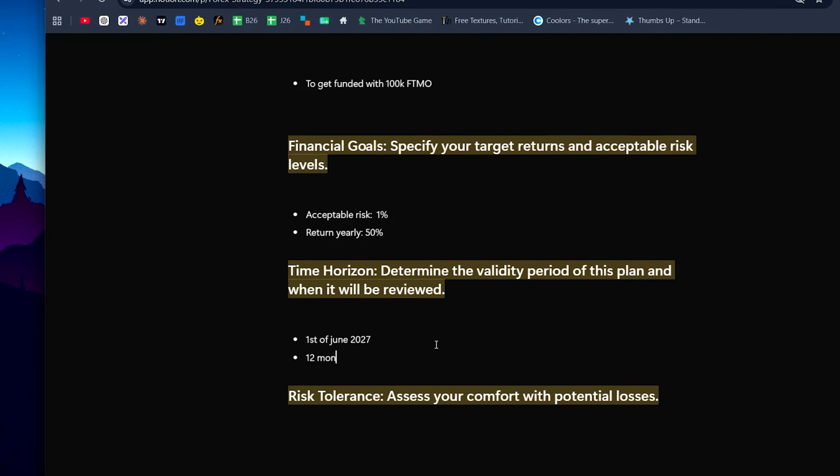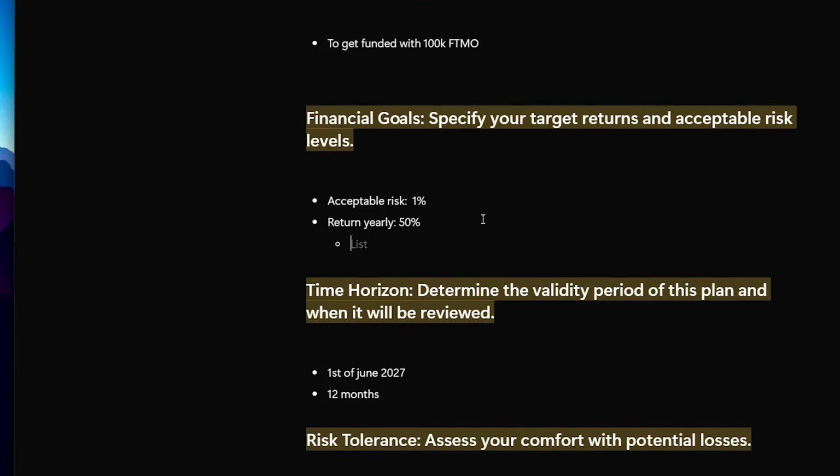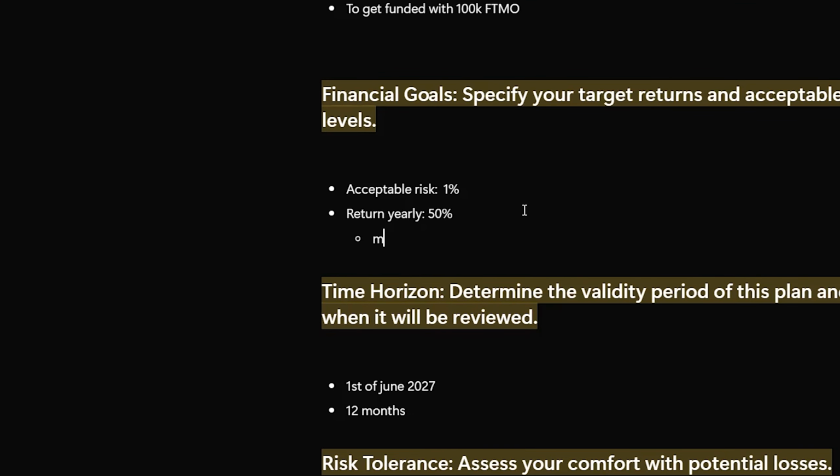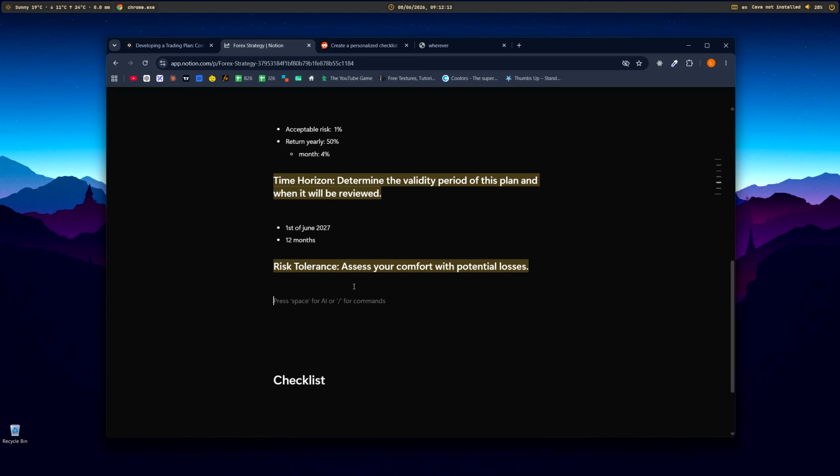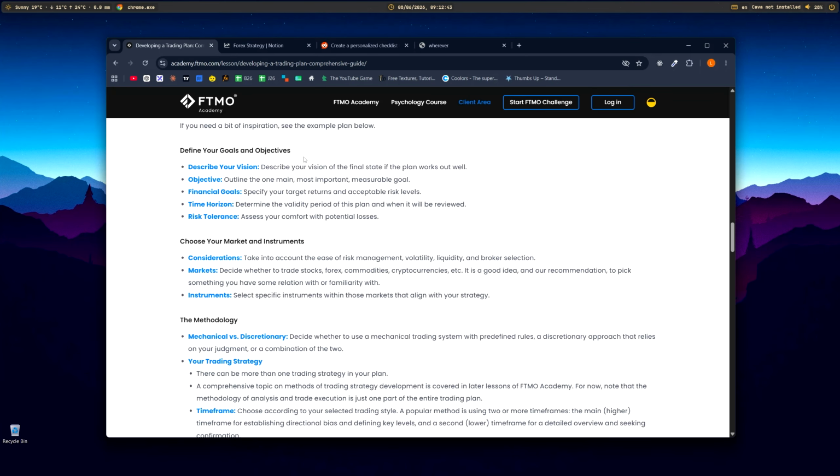I have 12 months from now to get one and two. If I want to make a sub point, maybe months 4 to 5%. Risk tolerance: assess your comfort with potential losses. Low. I don't really know what it means. I guess medium. This is my goal and objectives.